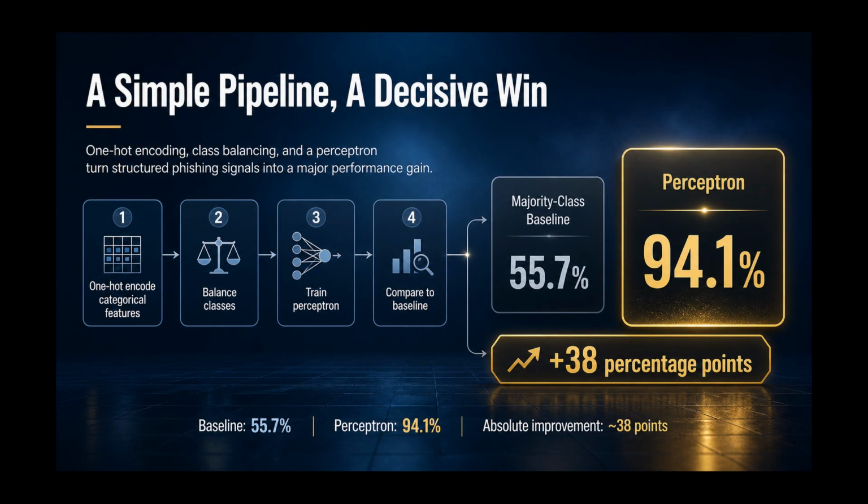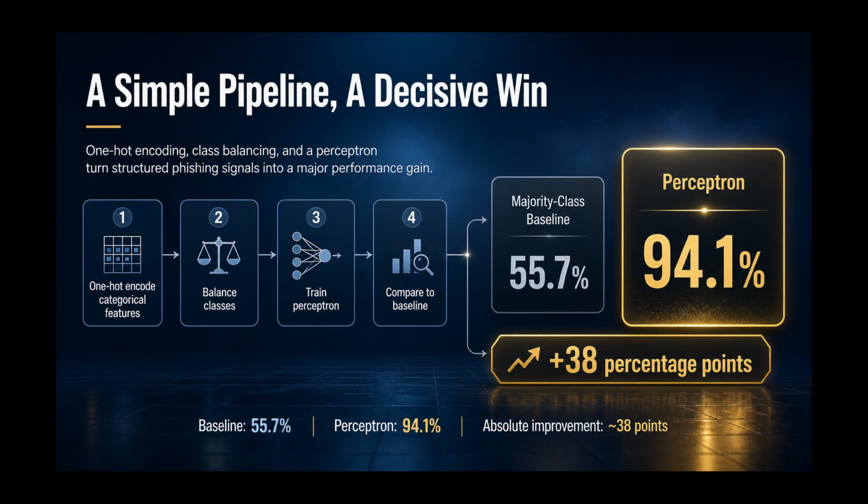The pipeline one-hot encodes the categorical features, balances the classes, trains a perceptron, and compares the result to a simple majority class baseline. The baseline accuracy is 55.7%. The perceptron accuracy is 94.1%. That is an absolute improvement of roughly 38 percentage points. This is the contrast that matters. On the OpenML Indian liver patient dataset, the perceptron failed to beat the majority baseline.